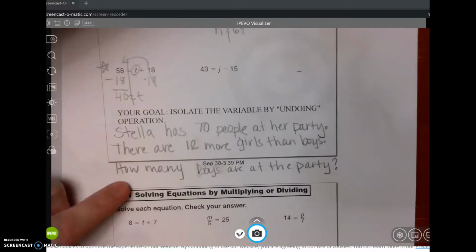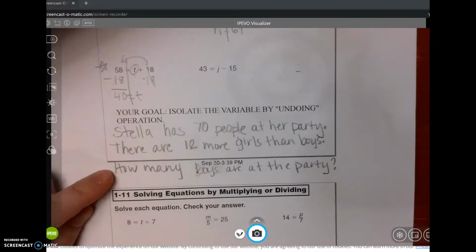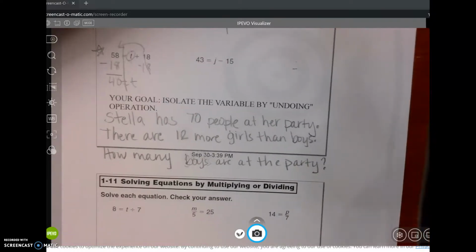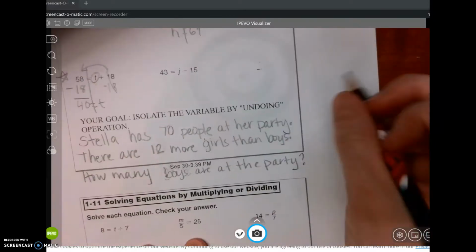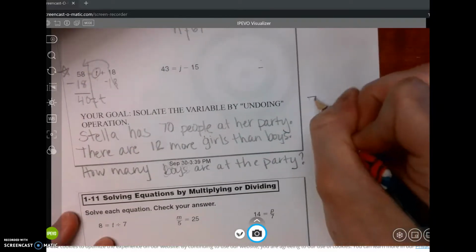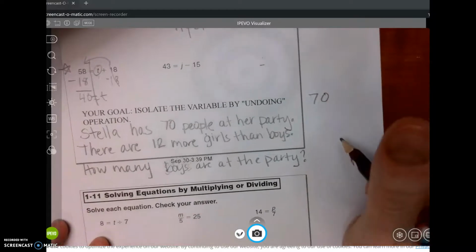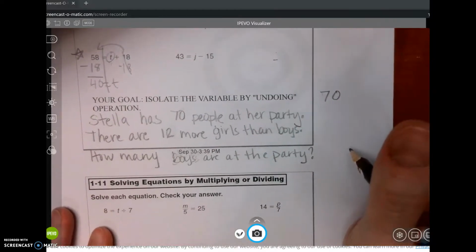Okay, then I added in a word problem. It says Stella has 70 people at her party. There are 12 more girls than boys. How many boys are at the party? So this is similar to the one we did in class. So I've got 70 total, and there's 12 more girls than boys.